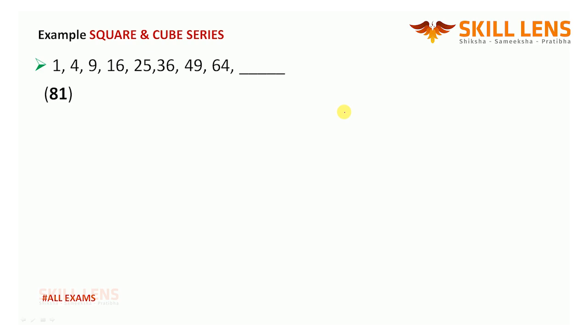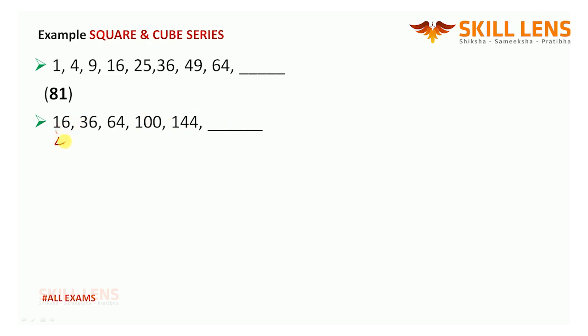So the answer for this question is 81. Now it's easy. 16, 36, 64, 100, 144. Guys, if you closely observe, the difference is increasing rapidly, which we discussed earlier also. When the difference is increasing rapidly, it may be a square, it may be a cube, it may be a multiplication.